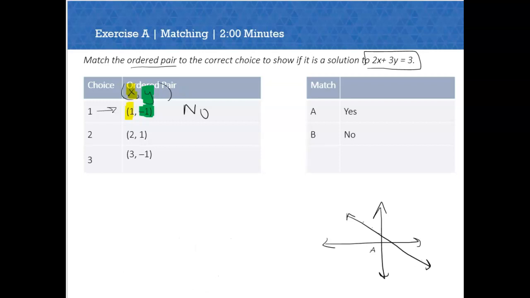So let's take a look at the next one. So now they've given us the ordered pair (2, 1). So the 1, I'm just going to highlight down here. So let's see here. We have, oops, not 3.